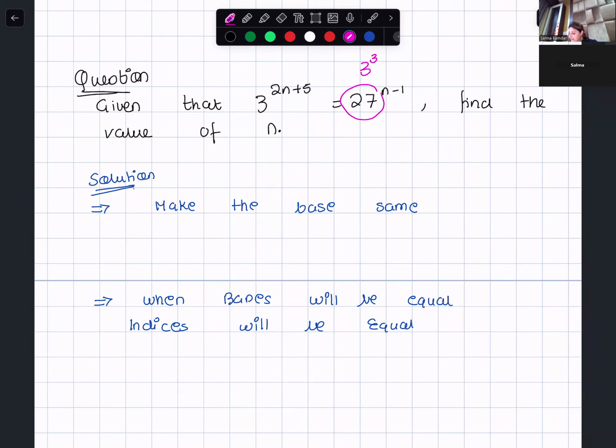So the first thing that we will do is make the base same. So this becomes 3 raised to 2n plus 5 is equal to 3 to the power 3, the whole thing raised to n minus 1. Since you are making the base same, now the base is same, so the power would definitely be same. If the base is same, the power is going to be same.